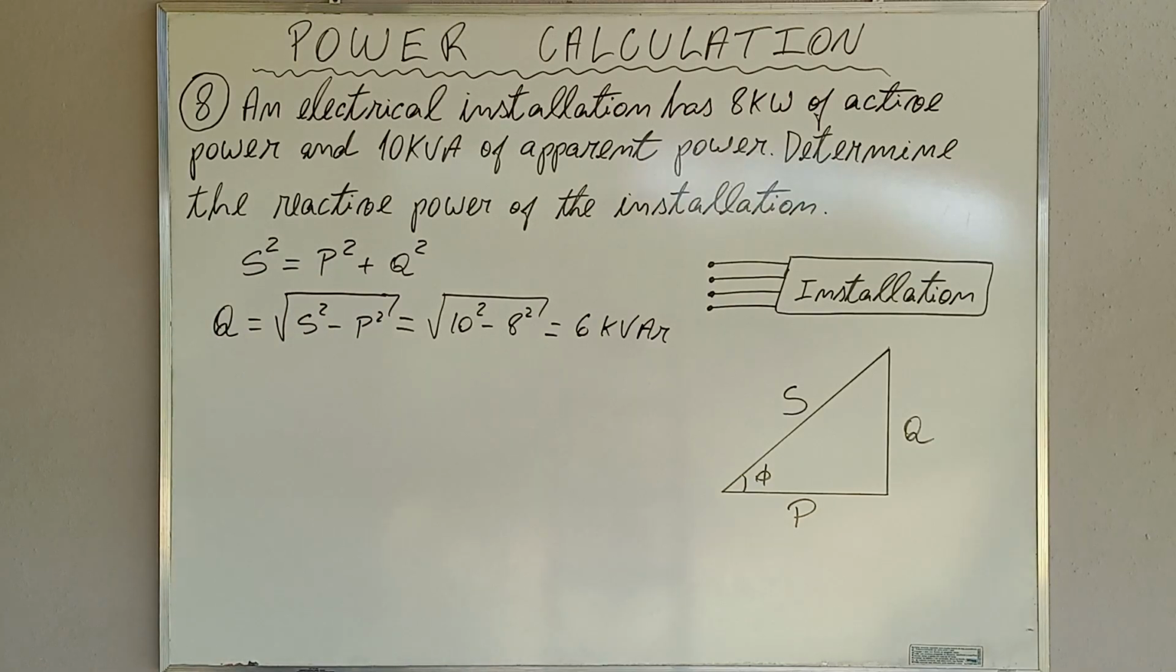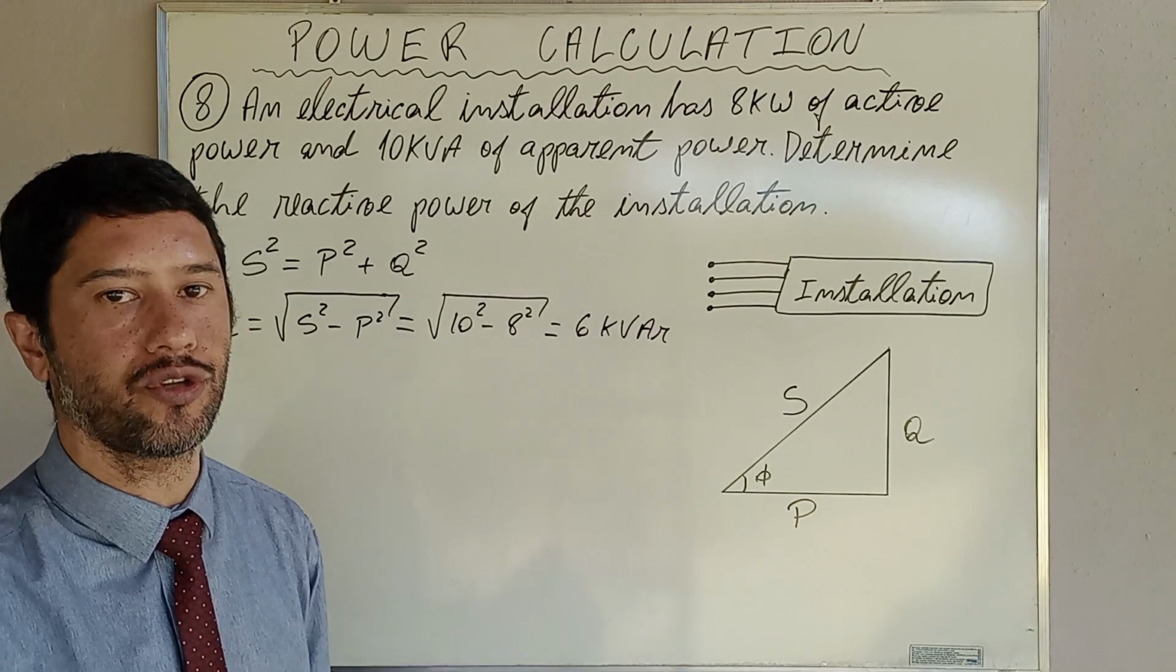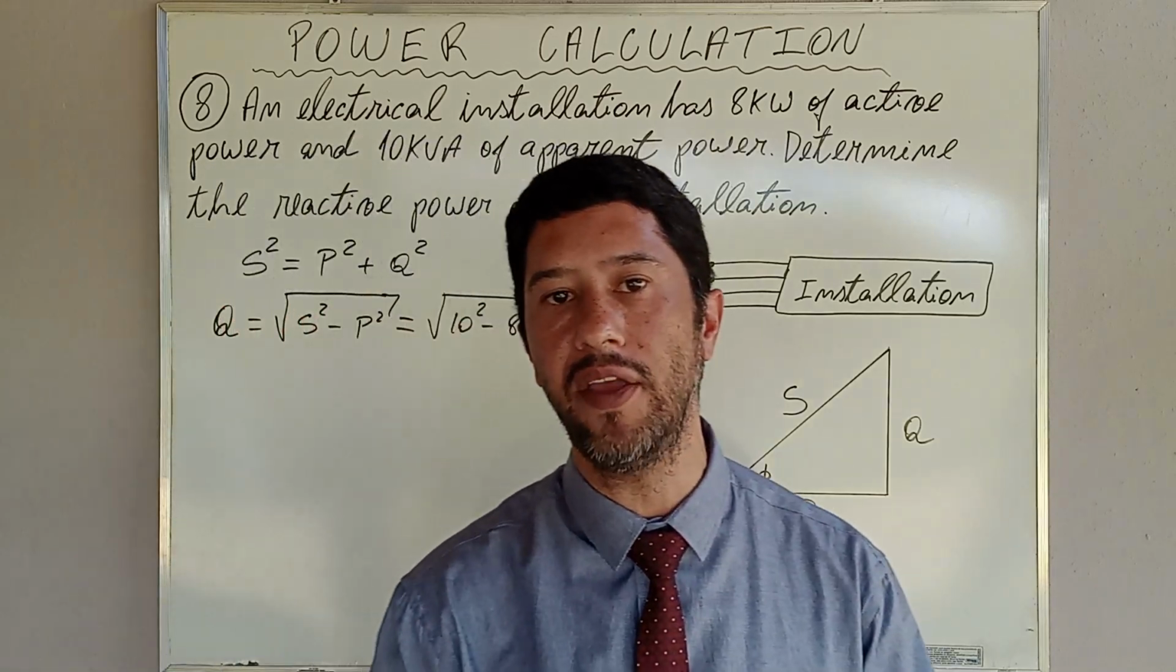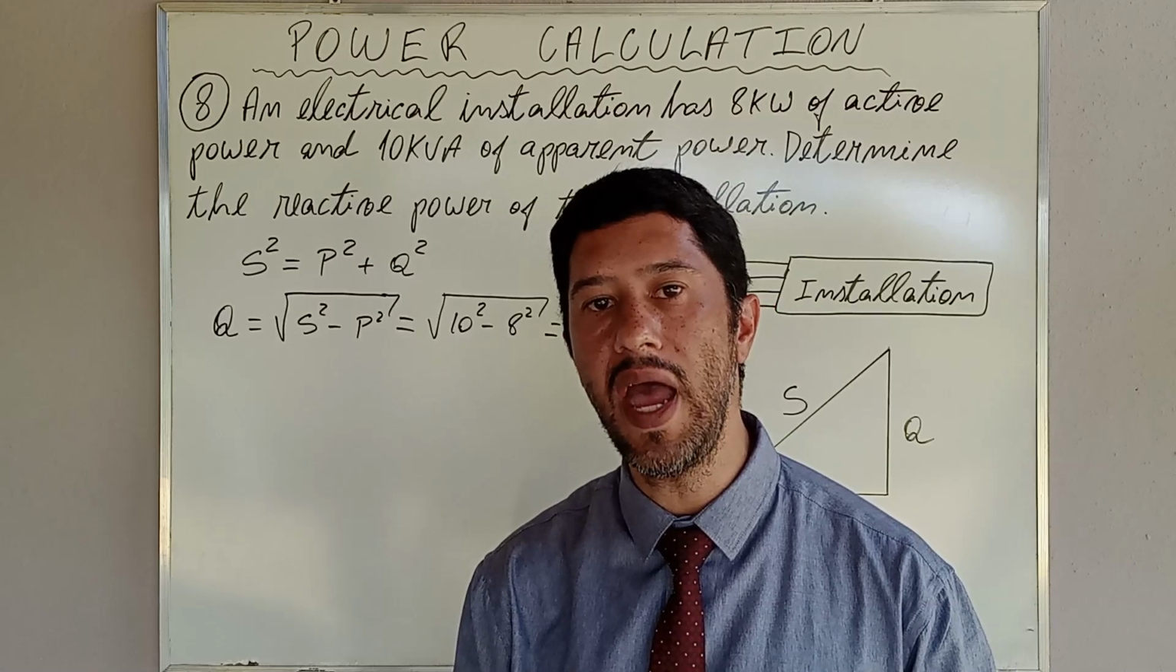Thus, the reactive power of this installation is 6 kVAr. This is a very simple exercise just to train working with the power triangle. And this is all for this exercise. Let's go to the next.